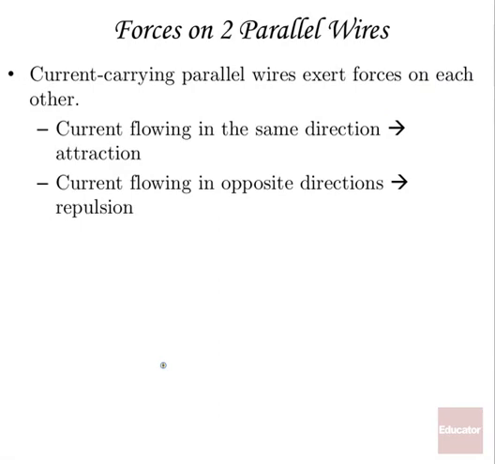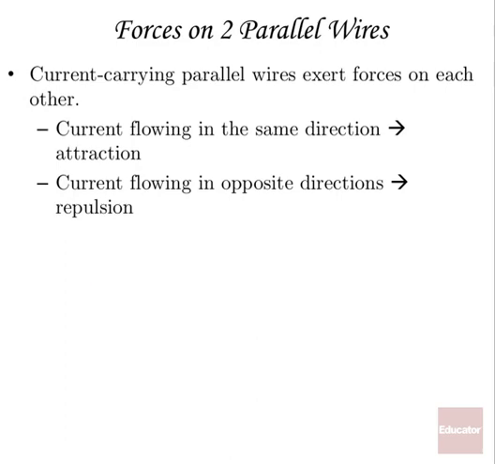Now, let's talk about forces on parallel wires. Current-carrying parallel wires exert forces on each other. Why do they do that? Well, if you have two wires that are parallel to each other, the current through one wire is going to create a magnetic field. We just determined that. Now, the other wire has moving charges. Moving charges going through a magnetic field observe a force. So they're going to create a force on each other.